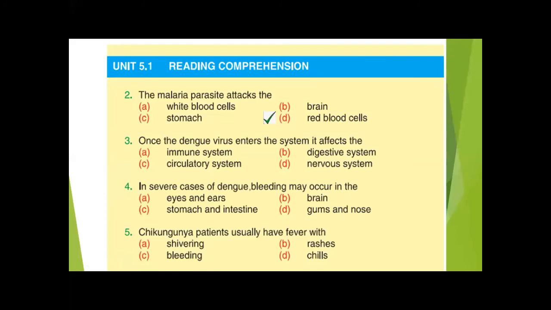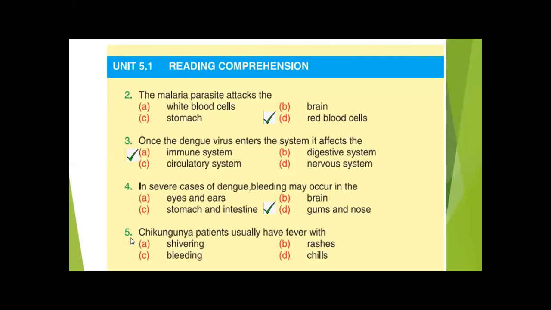Sentence number 3. Once the dengue virus enters the system, it affects the A. Immune system, B. Digestive system, C. Circulatory system, D. Nervous system. And the answer is A. Immune system, because the dengue virus directly attacks the immune system. Now, sentence number 4. In severe cases of dengue, bleeding may occur in the A. Eyes and ears, B. Brain, C. Stomach and intestine, D. Gums and nose. And the correct answer is gums and nose, option D.